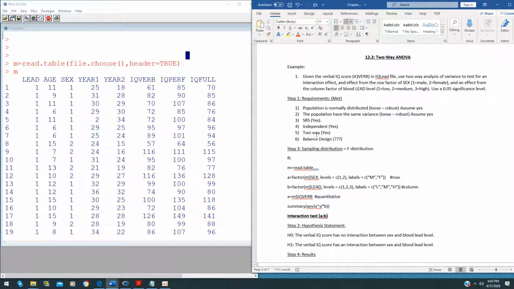So the sampling distribution is F. No matter whether you're doing an interaction test, a row test, or a column test, your sampling distribution is F. So don't forget, ANOVA is always an F distribution.